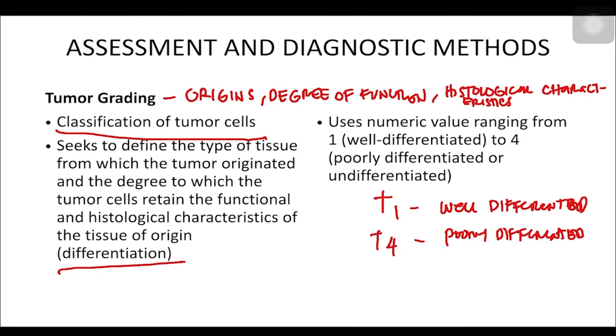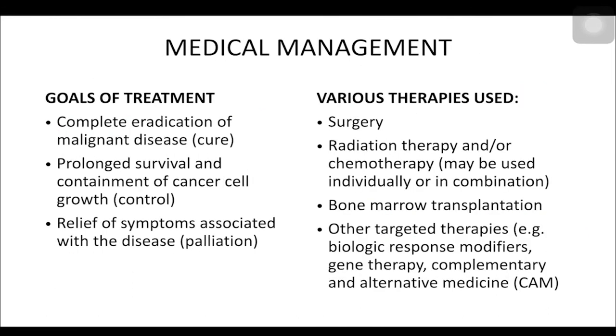Okay, so what are the goals for treatment? Your goal, if you're going to treat a tumor, is first complete eradication. So when we say complete eradication, the doctor and the nurse's goal by medical or surgical management would be removing the malignant disease or malignant tumor or cell.